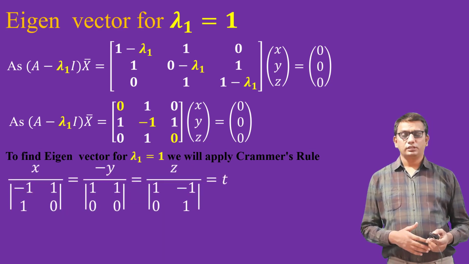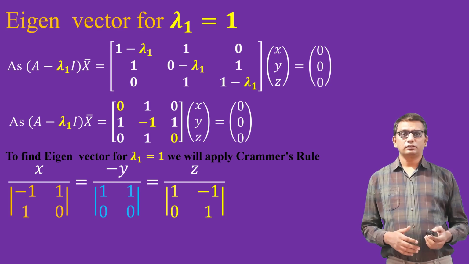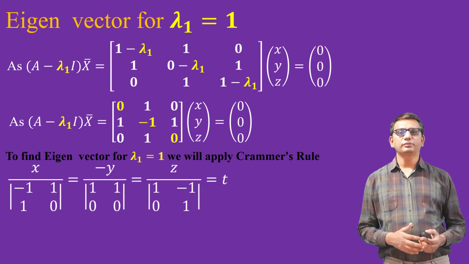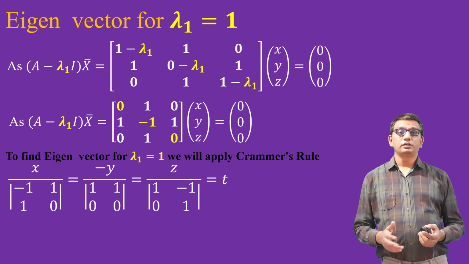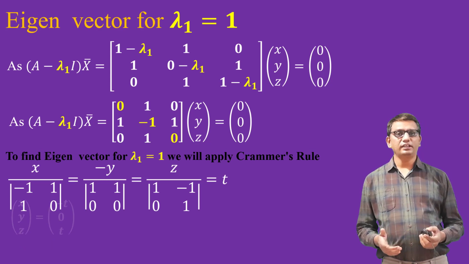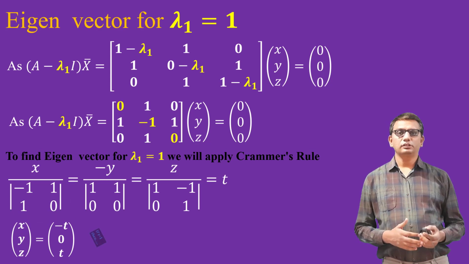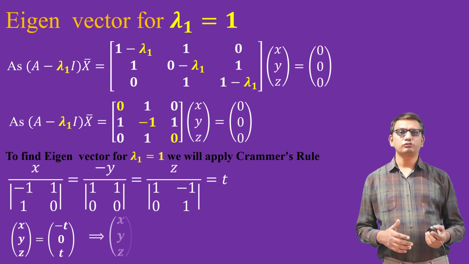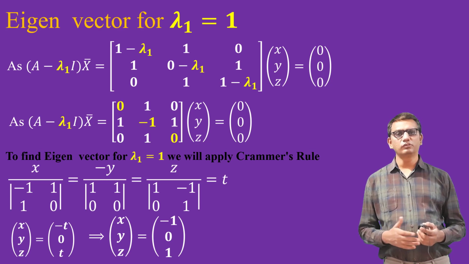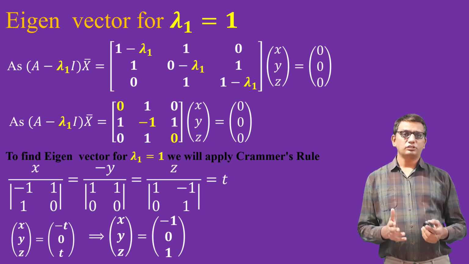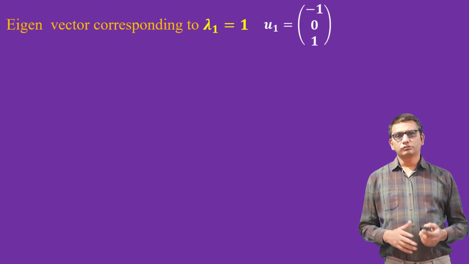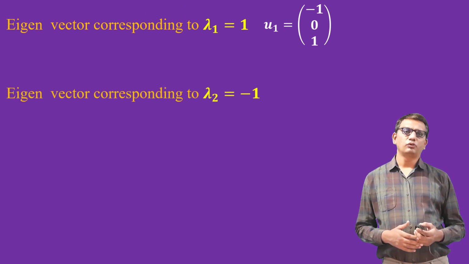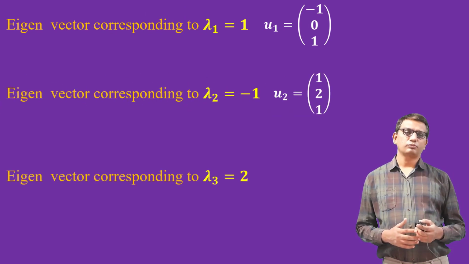Here we solve this relation between x, y, z in terms of t. We have solved this relation in terms of t, and then we have a solution like this: x equal to minus t, y equal to 0 and z equal to t. After taking t equal to 1, we have (minus 1, 0, 1), which is our eigenvector for lambda 1 equal to 1. Similarly, after applying Cramer's rule for the other eigenvalues, we have the corresponding eigenvectors.